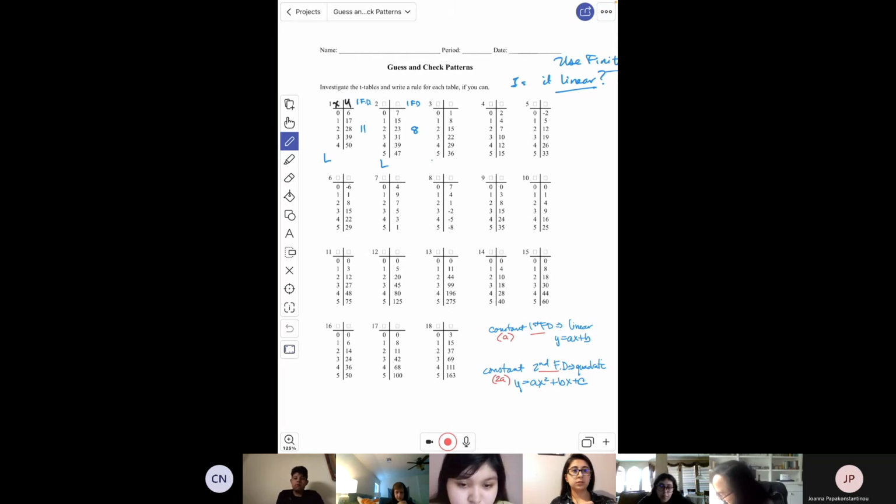Number 3, linear, quadratic, or neither? Linear. And what is the first finite difference? 7. Excellent. Number 4, linear, quadratic, or neither? Neither. It is neither. There is not a first finite difference or a second finite difference. So as of right now, we cannot find the rule. We leave it alone.